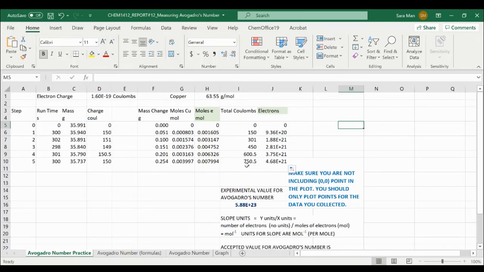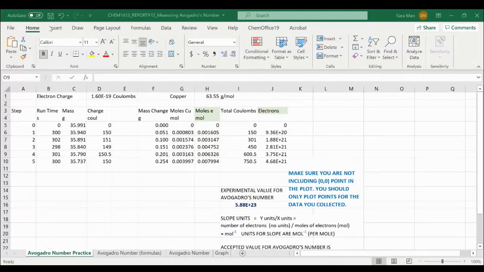But I need to have the total coulombs first. Very good. And now we are ready to plot the data. Remember, the x-axis is the moles of electrons, the H column. And the y-axis is the number of electrons. So now we calculated, Excel calculated the data for us, and now we are going to graph this. How are we going to graph?